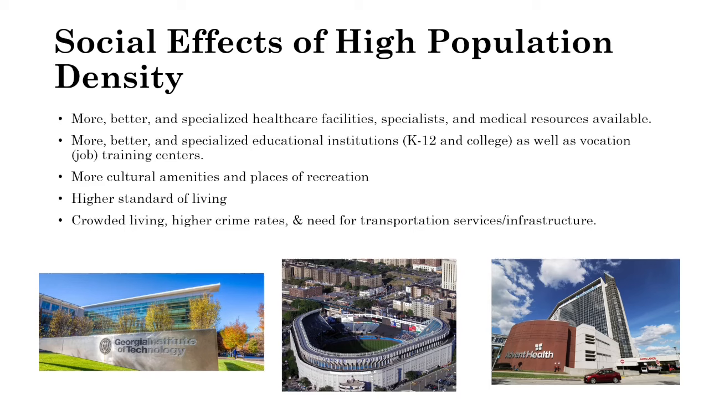Now in urban areas, we also see more crowded living because there's a lot more people in a small amount of land, higher crime rates, and a need for transportation and service infrastructure. So yeah, a lot fewer people will have cars in an urban area compared to a rural area because, yeah, places are a lot closer together.